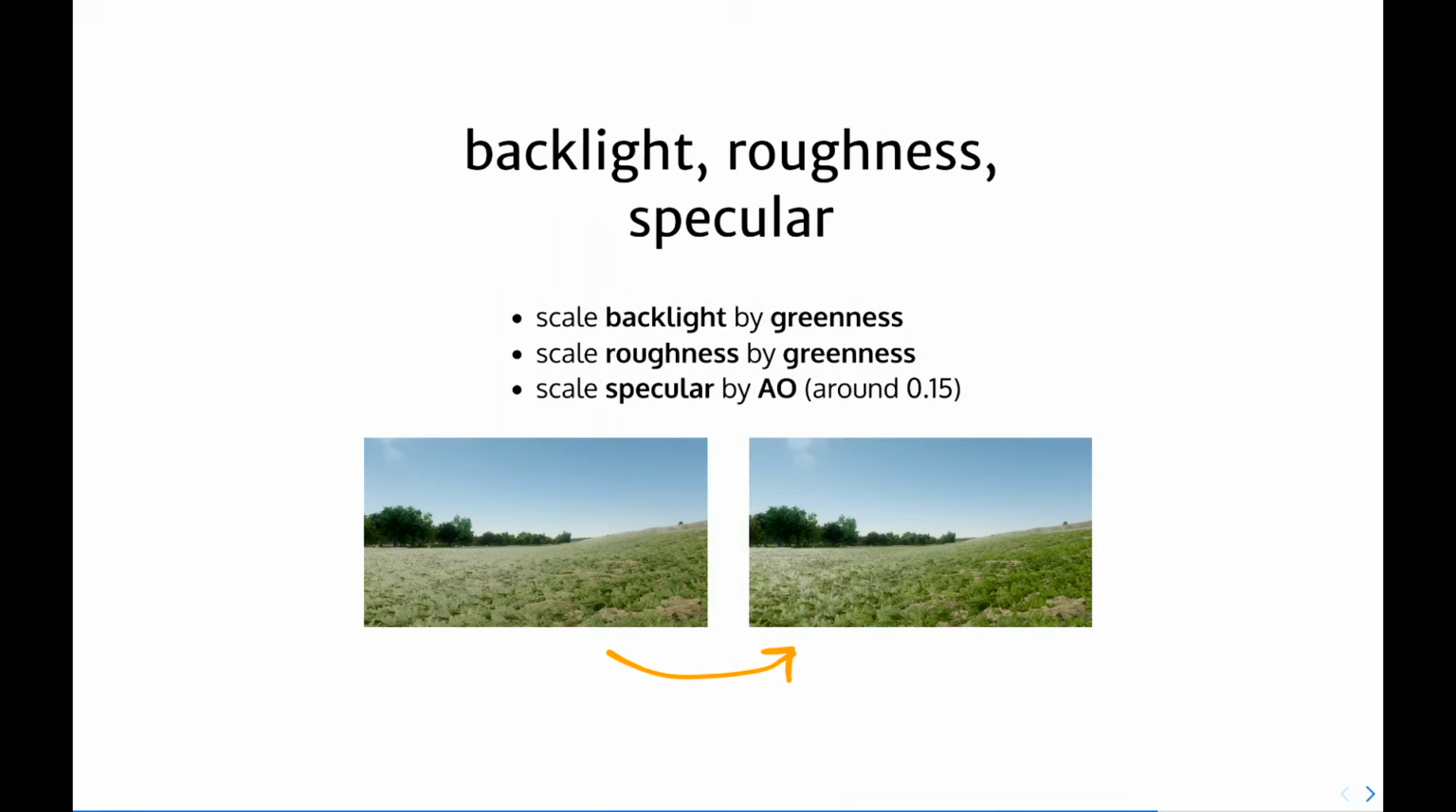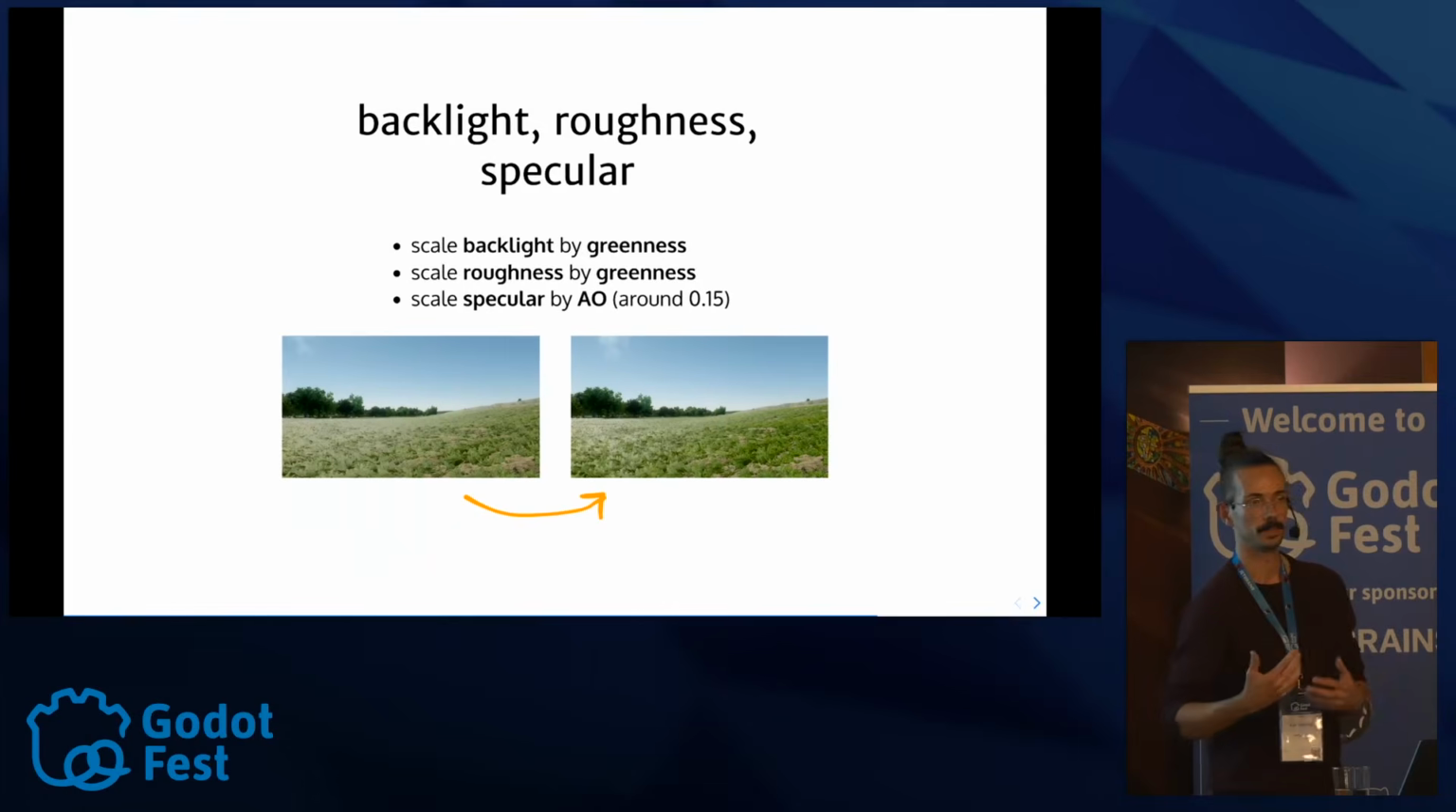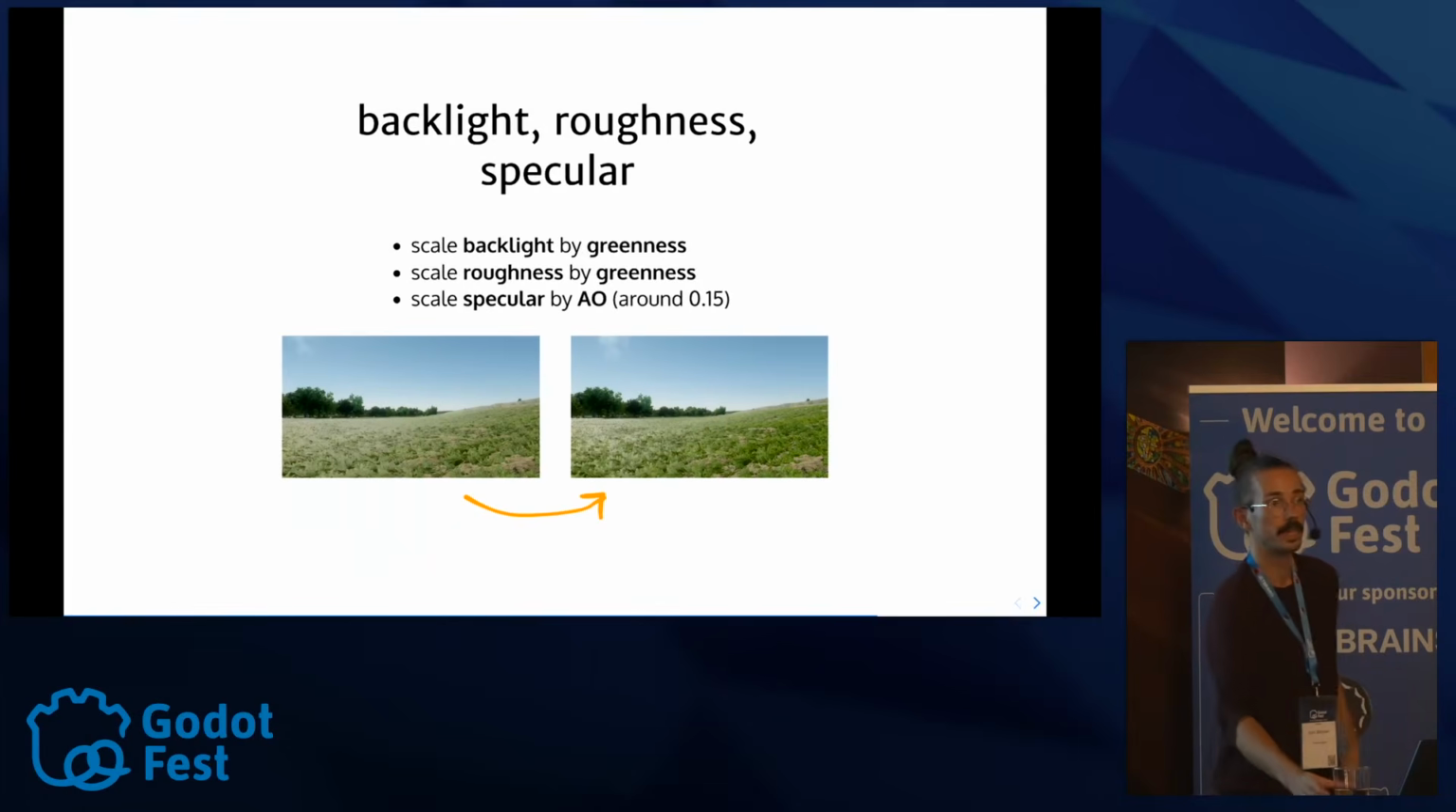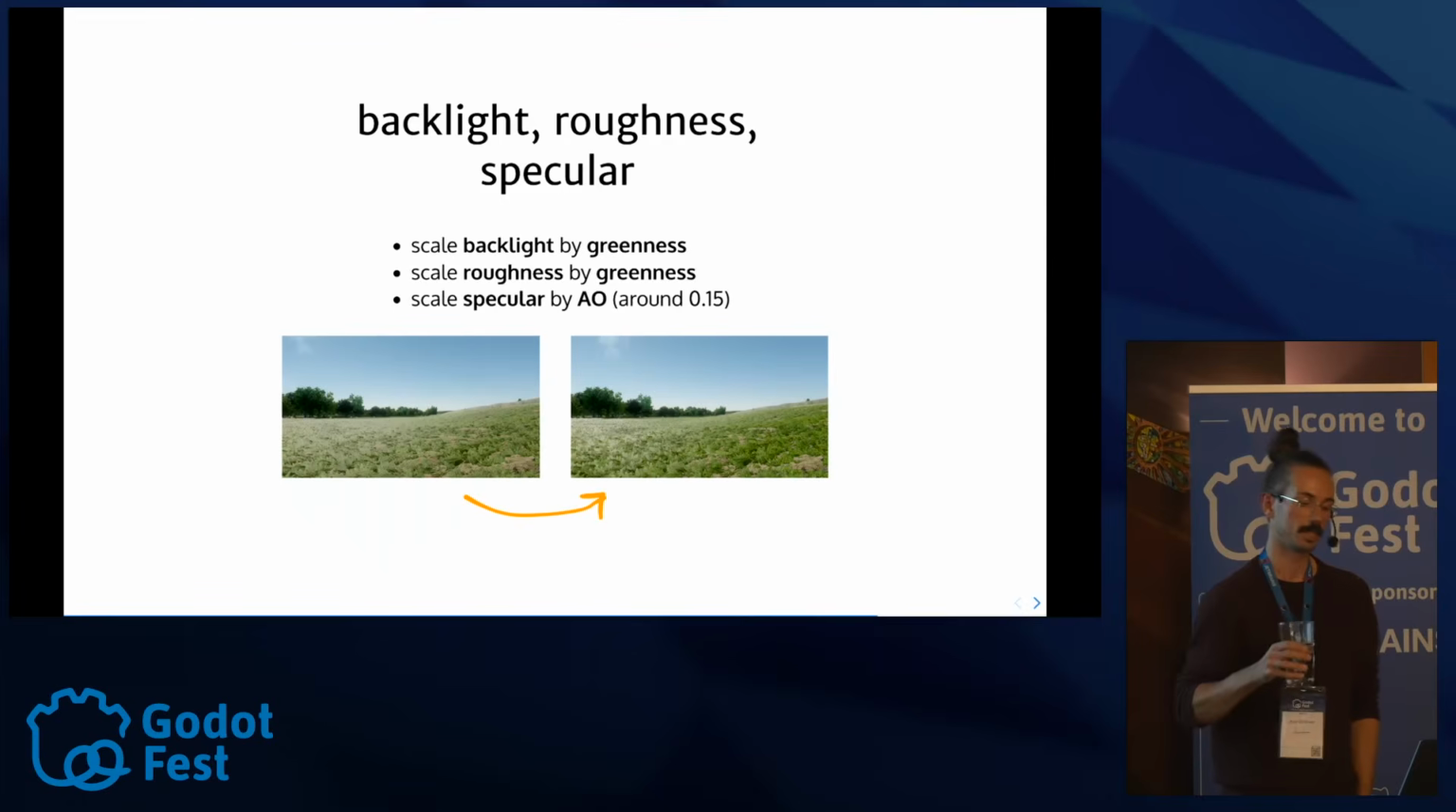Other shader parameters which you might want to touch are backlight, roughness, and specular. So as for backlight, we scale that by the greenness. So we try to use the color, tell how green it is, and then depending on how green it is, the more color is going to pass through, because green leaves are like the most translucent, whereas yellow leaves or brown twigs don't let that much light through. Roughness we also scale by greenness, because healthy green leaves are very shiny, whereas more old or dry leaves don't reflect that much light.